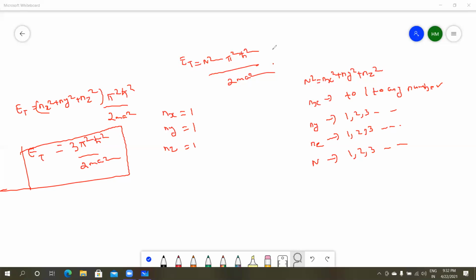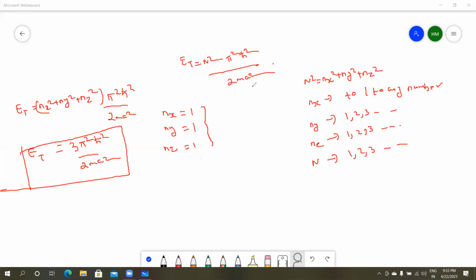If you take capital N square as basically nx square, ny square, and nz square, the total energy is basically 3 pi square h cot square divided by 2m a square. So these are the possible values of nx, ny and nz. Suppose you are taking n equal to how much? Now what are nx, ny, nz? These are the possible values to give the total energy this much.